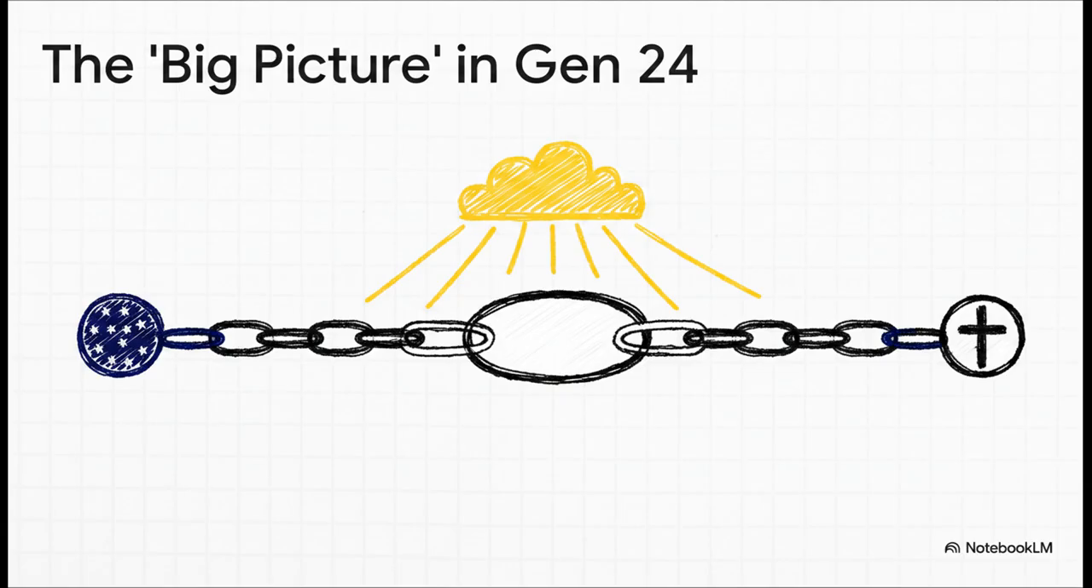So when we look at our test story through this lens, the focus changes completely. The main character isn't Abraham or Rebecca. It's God. He's the one actively pulling the strings, fulfilling his promise to build a nation. This marriage isn't just a sweet romance. It's a critical make-or-break moment in the chain of events that, the text says, leads all the way to Christ.